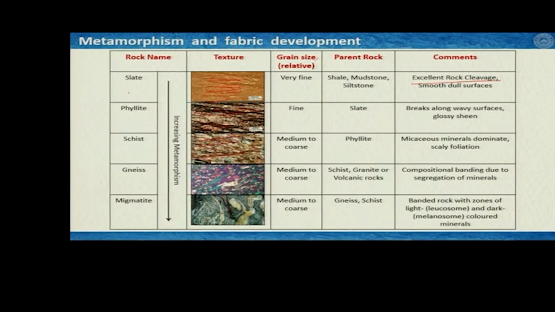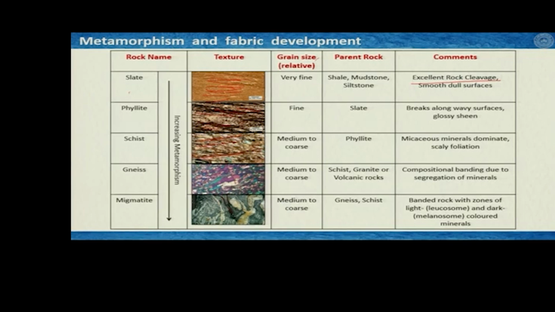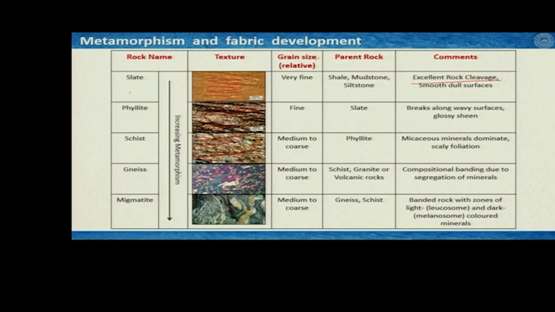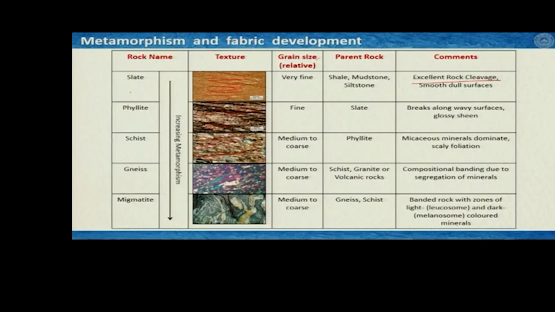Then gneiss is again a medium to coarse grain rock, or sometimes a pretty coarse grain rock, and here we mostly see compositional bandings due to segregation of minerals. And if this segregation of minerals happens in a very extensive way, then what we form is migmatite, due to the partial melting of the gneiss or granitic rocks.